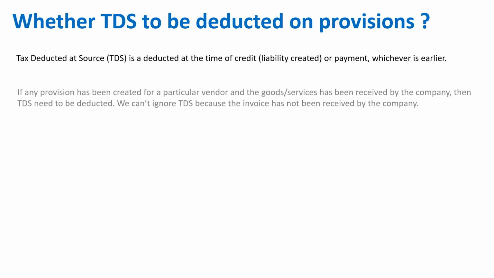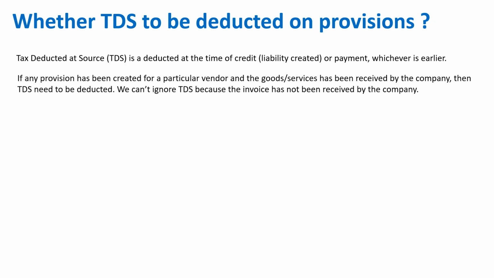So let's find out. If any provision has been created for a particular vendor and the goods and services has been received by the company, then TDS need to be deducted. We can't ignore TDS because the invoice has not been received by the company, right? That means you have received the service and you have created a provision for it. That means in future you are going to discharge that liability. So in that case, it is treated as credited to the vendor. Even though it is in a provision account, from the Income Tax Act point of view, it is treated as you are crediting to the vendor. It doesn't matter where you are parking this amount.